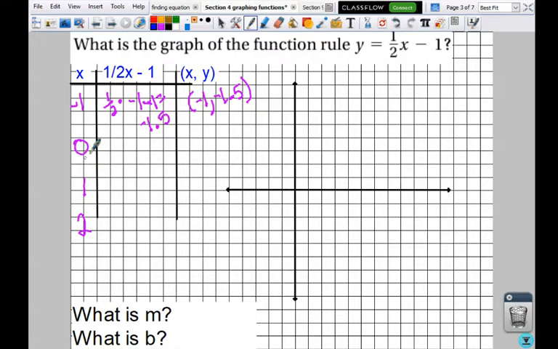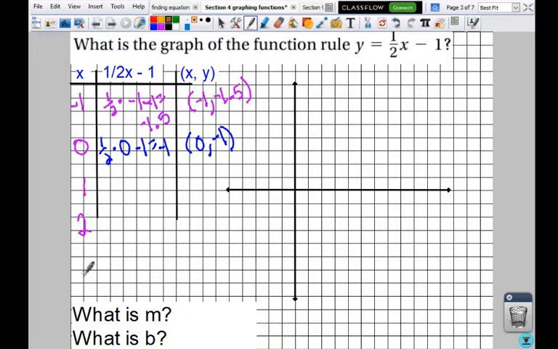Alright, next one, we're going to plug in 0 for our x. So I'm going to go 1/2 times 0 minus 1. Plug that into Desmos. And because these are almost exactly the same, I'm just going to delete negative 1 and put in my 0. Makes it easy. And I got negative 1. So when I plug in 0, I got negative 1 out of it. So I'm going to graph 0, negative 1 here a little bit. And we're going to keep going.